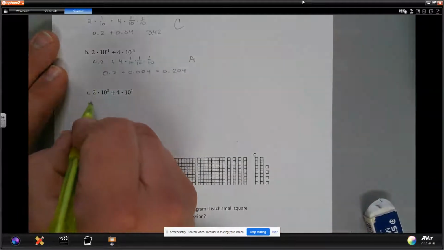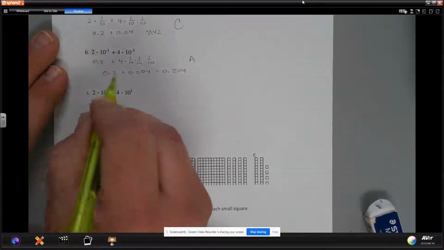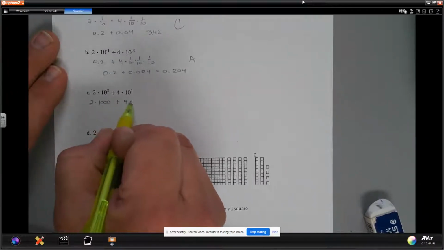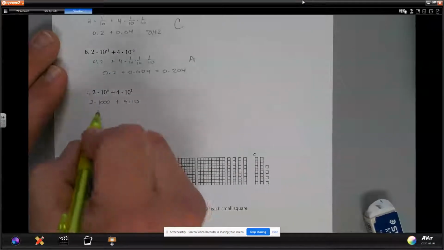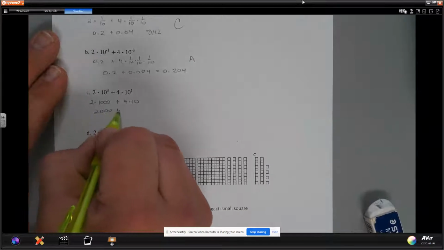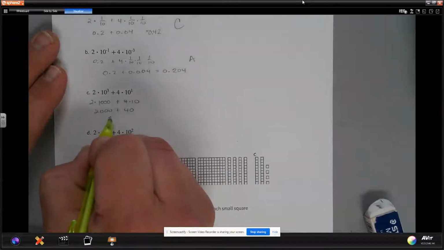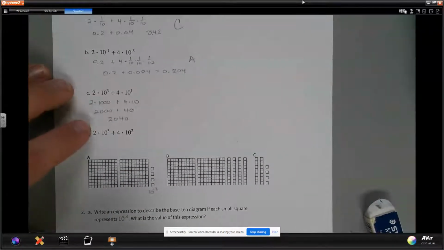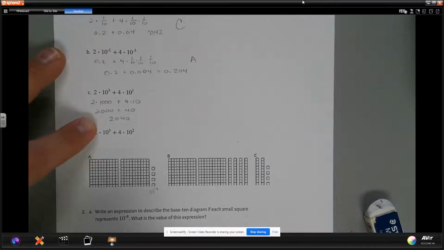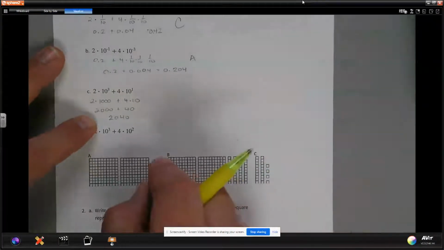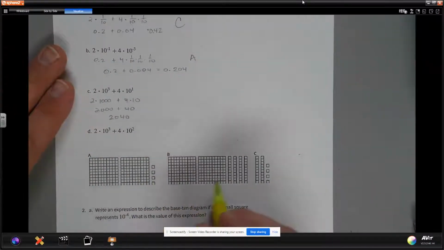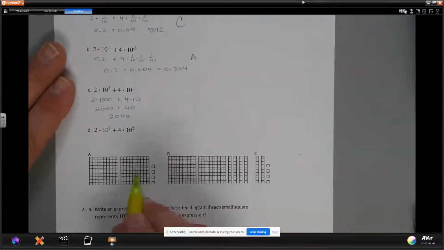2 times 10 to the third power would be 2 times 1,000, plus 4 times 10 would be 4 times 10. So we have 2,000 plus 40 would be 2,040. And then when I look at this one, I can recognize that same piece and say, if we're looking at these values, which one could represent that again? I'm probably going to go to this one right here, or excuse me, B. No, I'd go with A.